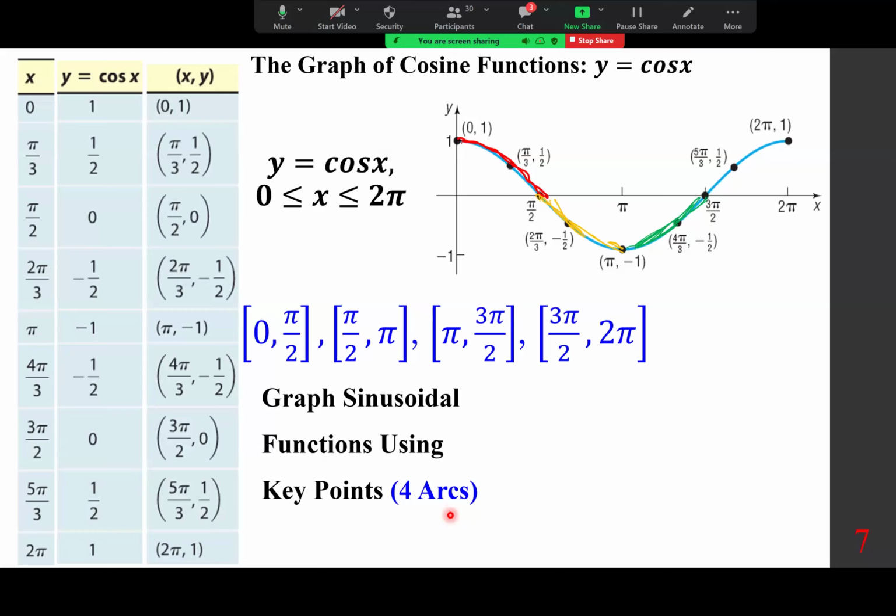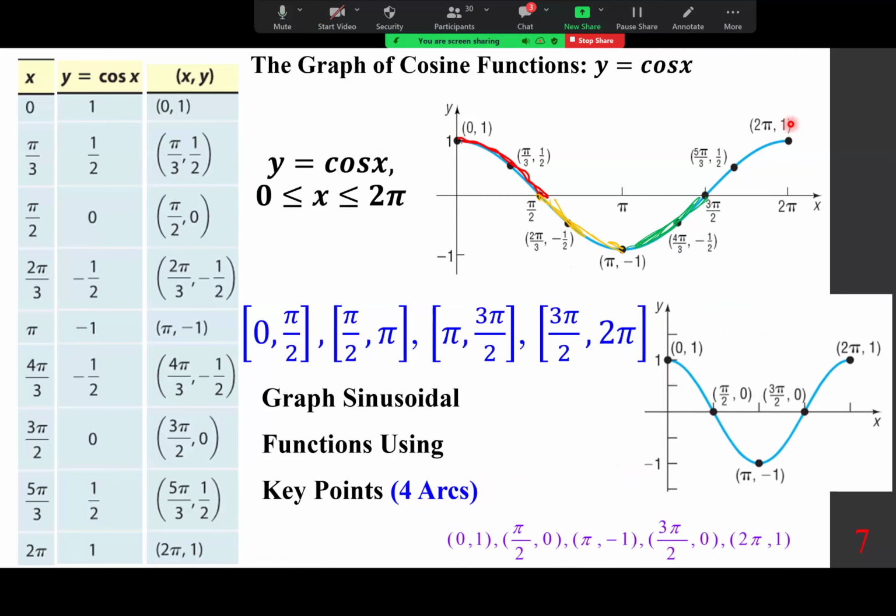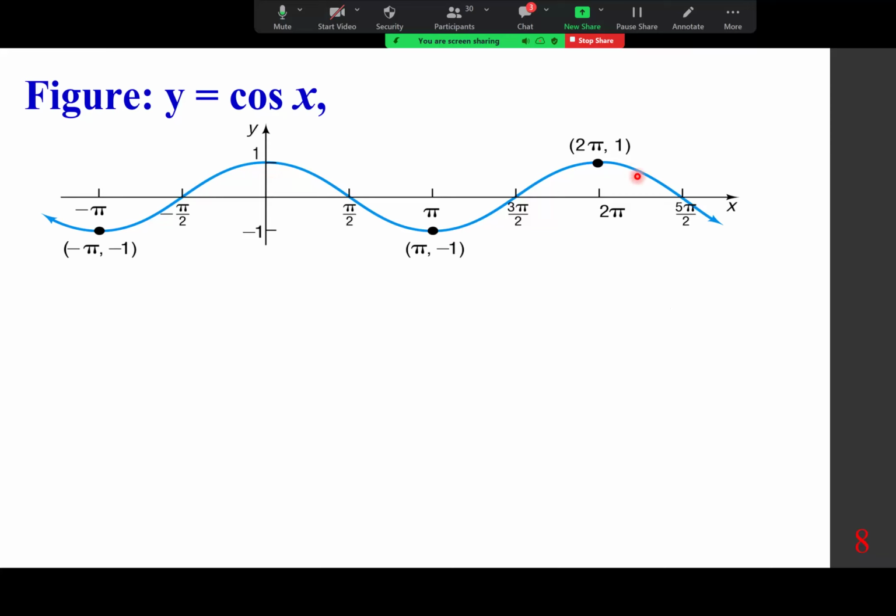We can see the points 0, 1, pi over 2, 0, pi, negative 1, 3 pi over 2, 0, 2 pi, 1, and that's the graph. And of course, this is one complete cycle. We can continue indefinitely to the right and to the left because it's periodic.